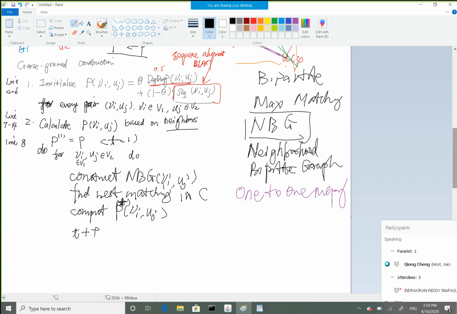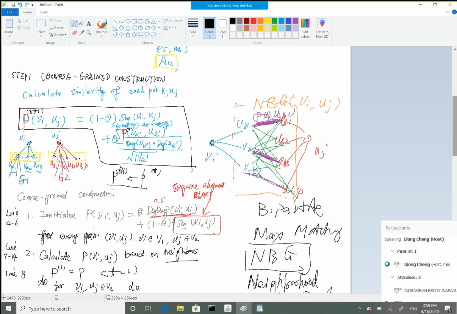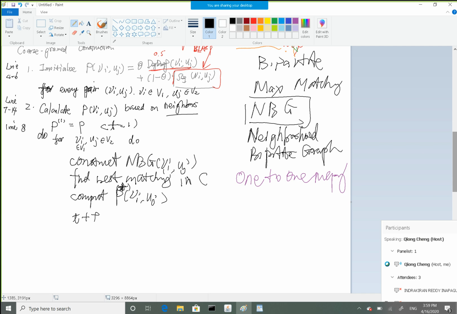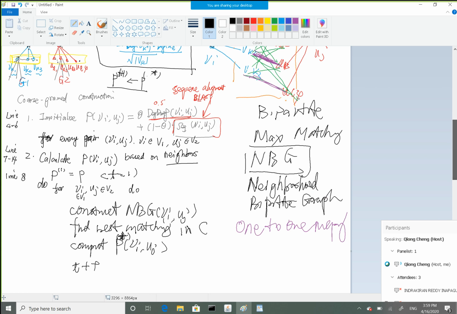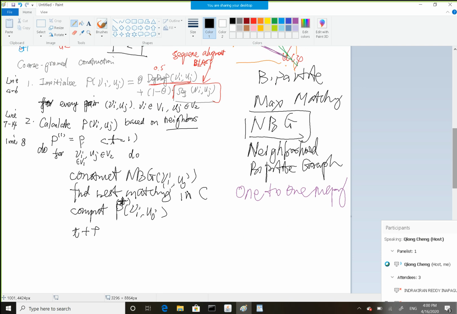So when you build this one, this is T minus 1. Based on the previous iteration, you do this calculation, calculate the weight. And then after that, you find the best matching. You go back to here, use this formula, not the formula here. If I say this is formula 1, then here you can compute this one by formula 1. And then you calculate this one, and then T plus 1. Go to the next iteration.